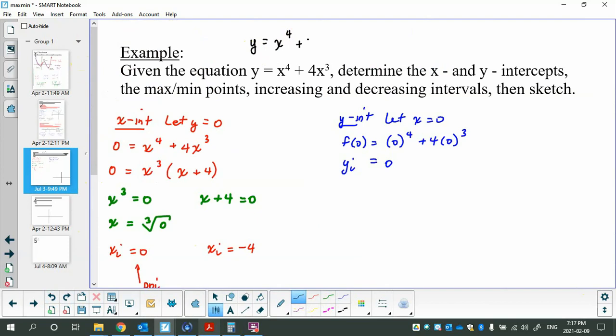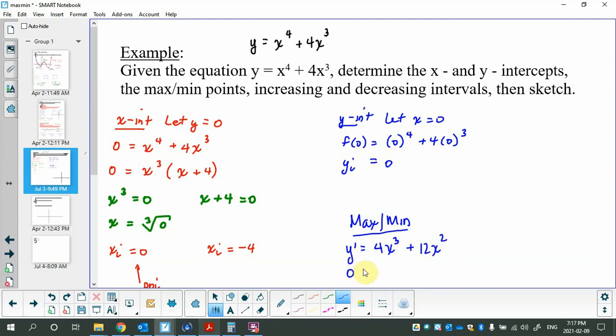And now we get to start the new stuff. We get to start the maximum and minimum points and then move on to the increasing and decreasing. So I think I can fit maximum minimum points in here. I'm going to keep going with blue, and I'm labeling what I'm supposed to be doing, so my teacher isn't guessing. So maximum minimum mean I have to take the derivative. So that's 4x to the 3 plus 12x to the 2.